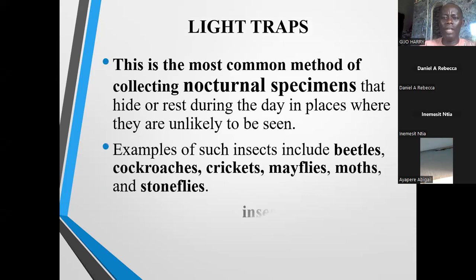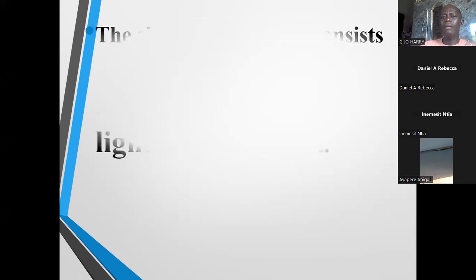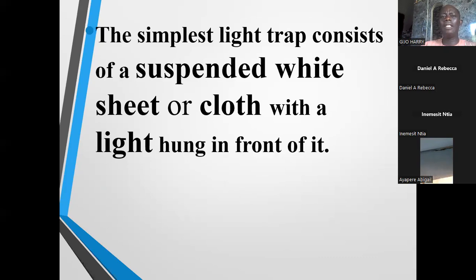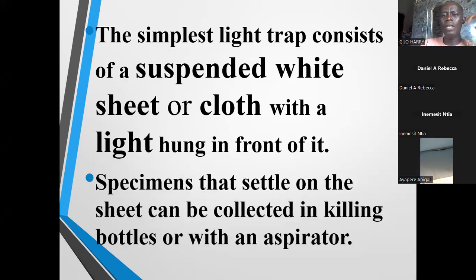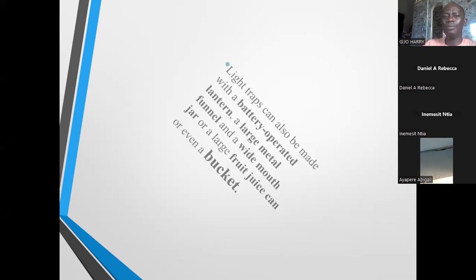Light traps are used to collect nocturnal insects like beetles, cockroaches, crickets, mayflies, moths, and stoneflies. This method consists of a white cloth or sheet that is suspended, with a light hung in front of it. When you put on the light at night, it attracts these insects, and they get attached to the white sheet, and you can collect them with forceps or other means, or even by hand, those that are not harmful or that are slow moving.